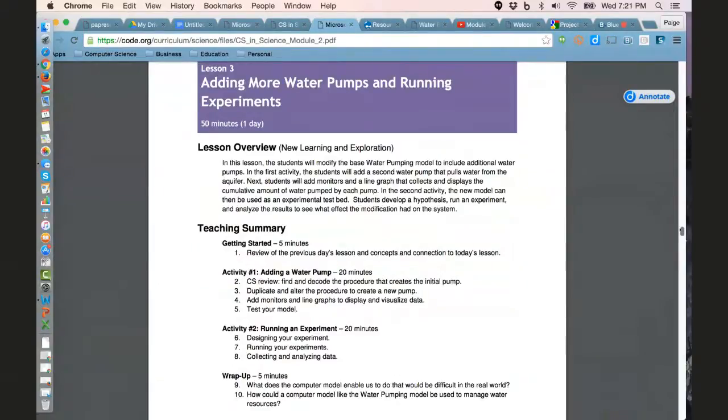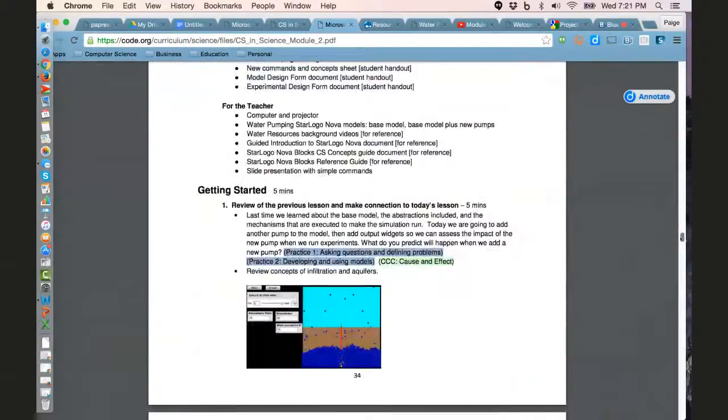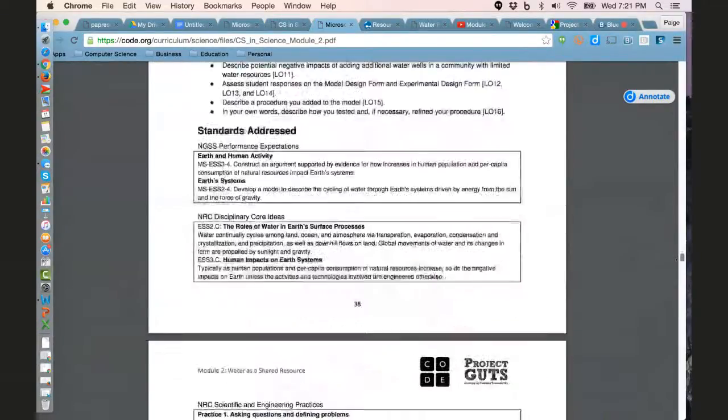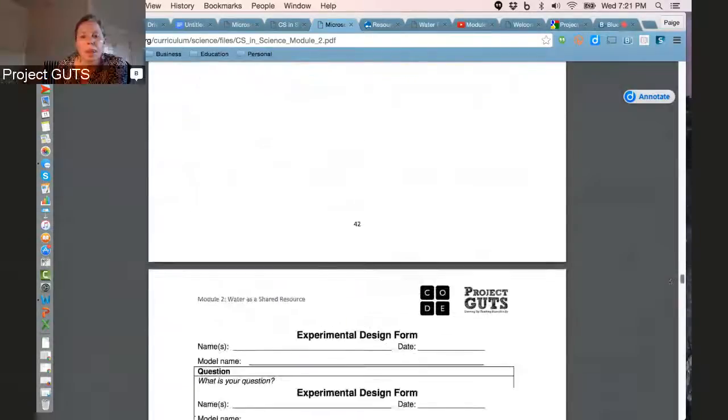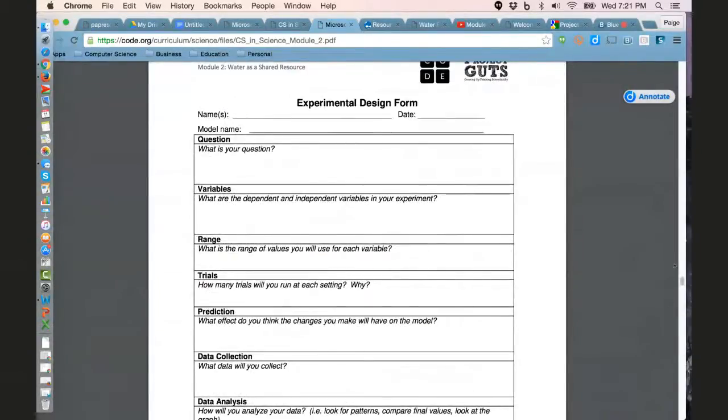And after that, they're going to start to think about what they're going to do with the model in general. After they've added the water pump, they're going to start to run experiments. And they're going to do that using one of our forms. They're going to use the experimental design form. And these are suggested paths to have students think about computer models and how they can use a model to get data from.